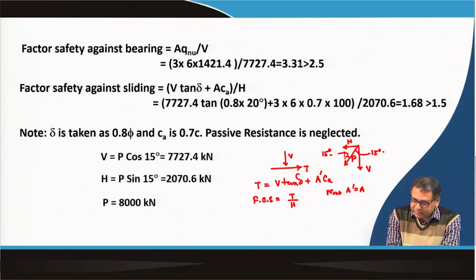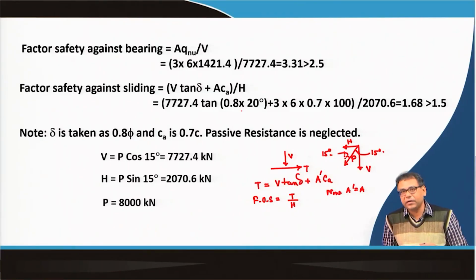Now, let us check the sliding. As I mentioned, T by H, where T is given by this equation. This is the vertical component into tan delta, where delta is taken as 0.8 times the friction angle, and the adhesion is also taken as 0.7 times the cohesion value. In Hansen and Vesic, it is recommended that you can take 0.6 to 1 times the cohesion, so I have taken 0.7 times the cohesion value.